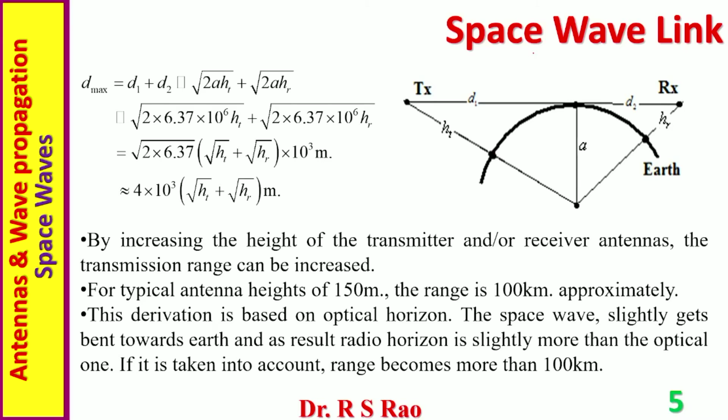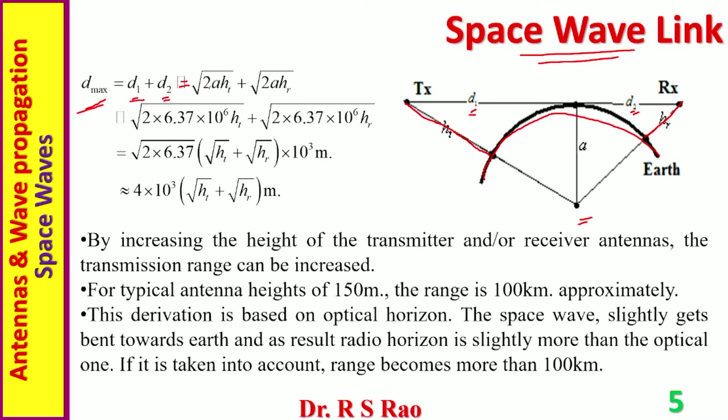Now, space wave link. Here is depicted a space wave link. This is Earth's surface, transmitting antenna, receiving antenna. This is D1, this is D2. The link range is D1 plus D2. Dmax, maximum distance of the link range, maximum link range is D1 plus D2.